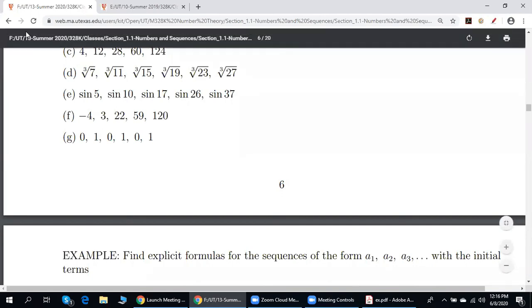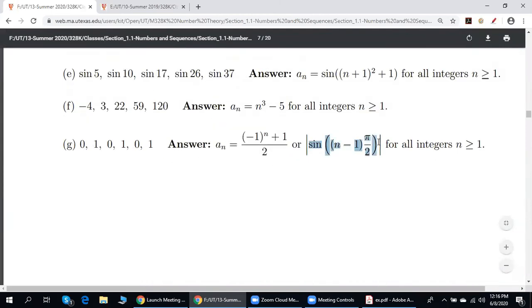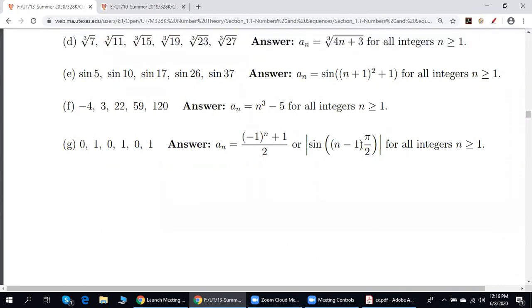Absolutely. So here we have an explicit formula with sine: absolute value of sine of (n minus 1) times pi over 2. A similar formula works with cosine. So once again, let us discuss this formula.